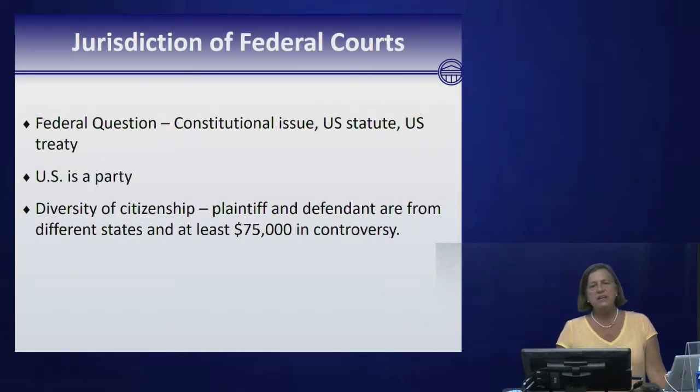And then we looked a little bit at federal courts and jurisdiction of federal courts. You may have an instance where you could be in state court, or perhaps you could bring your case in federal court. And in order to be in federal court, you must have a federal question presented. So in other words, is there a dispute involving a constitutional issue? Or do you need to resolve a dispute about a U.S. statute or a U.S. treaty? If you do, then perhaps you could be in federal court.